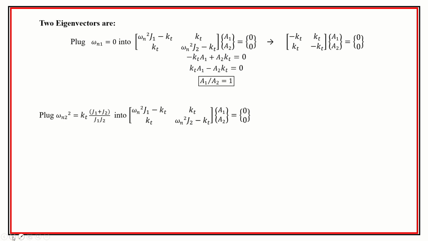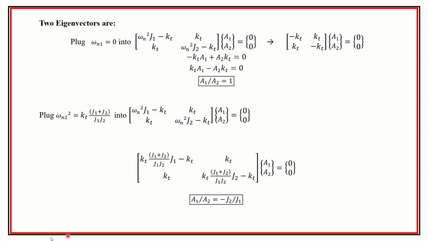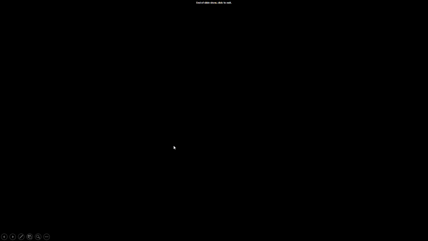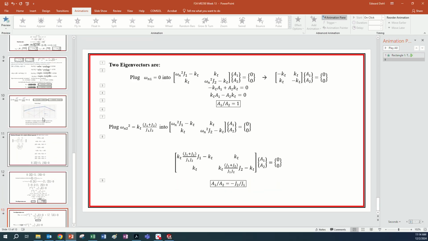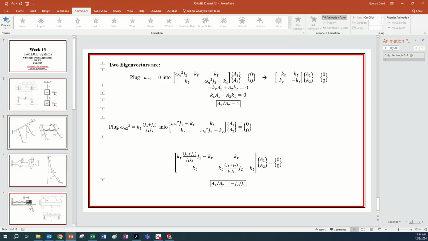And then if we plug this other solution into that equation up above, we get that the ratio of the amplitudes, of course, they're going to move in the opposite direction, but the amplitudes are related to the mass moments of inertia, right? So that was one example. Well, I guess there were two examples in here. We're going to do some more.